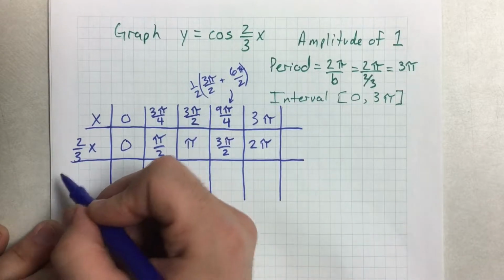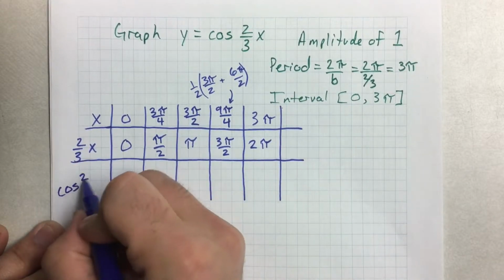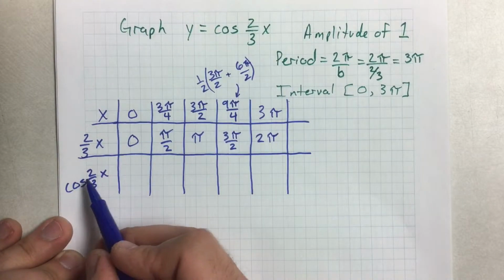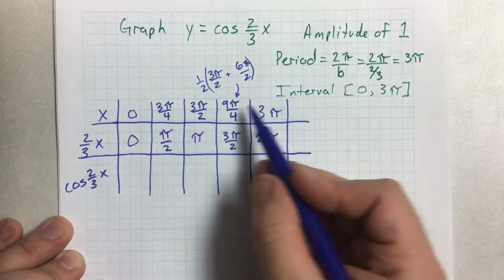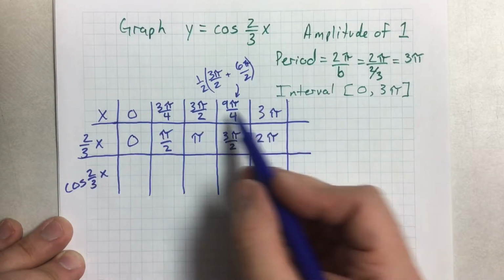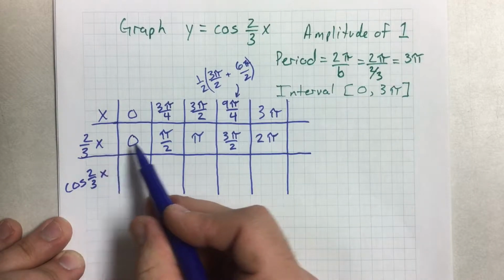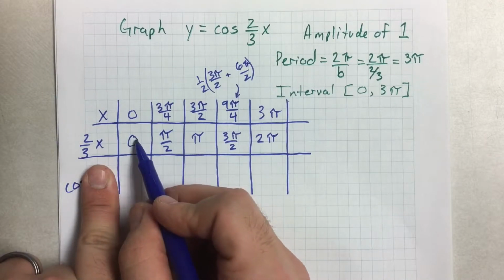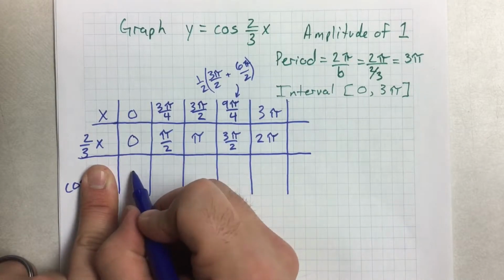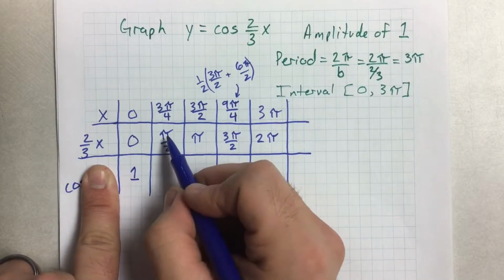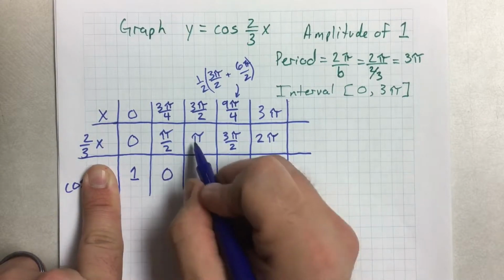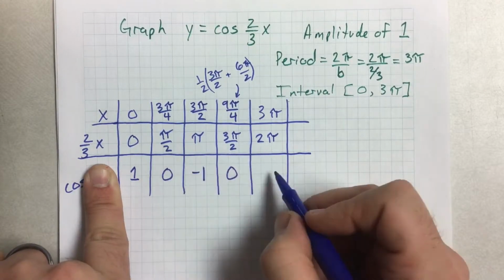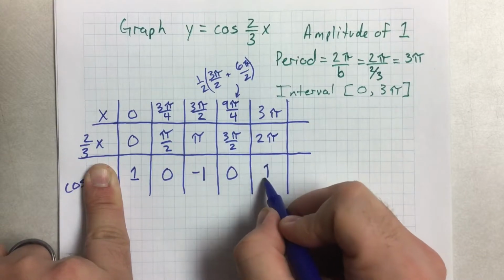And it's important because it helps us evaluate exactly what our function is. So when I want to know what our value is at our top row, our essentially new period, I'm going to use this middle row to help me. So cosine of 2/3 x at the top row is actually cosine of this. So cosine of 0 is positive 1. Cosine of pi over 2 is 0. Cosine of pi is negative 1. Cosine of 3 pi over 2 is back to 0, just like pi over 2. And cosine of 2 pi is back to 1.